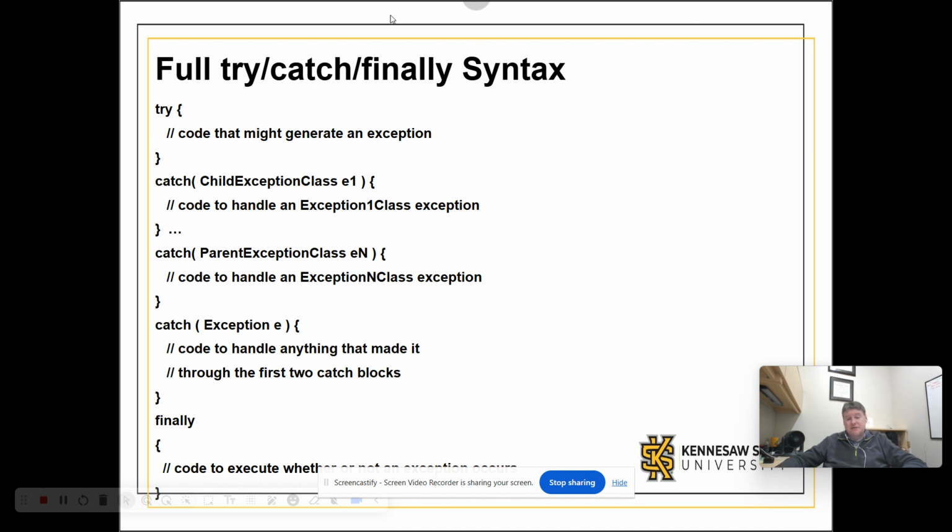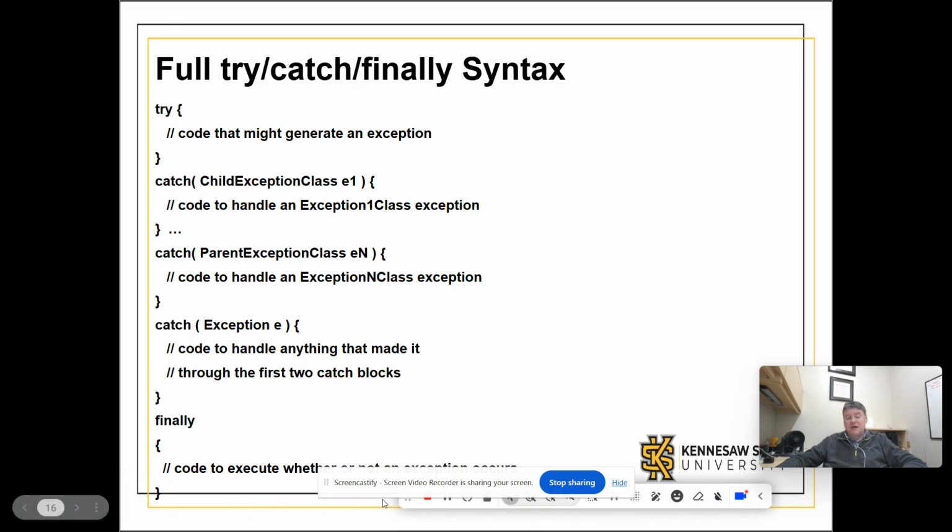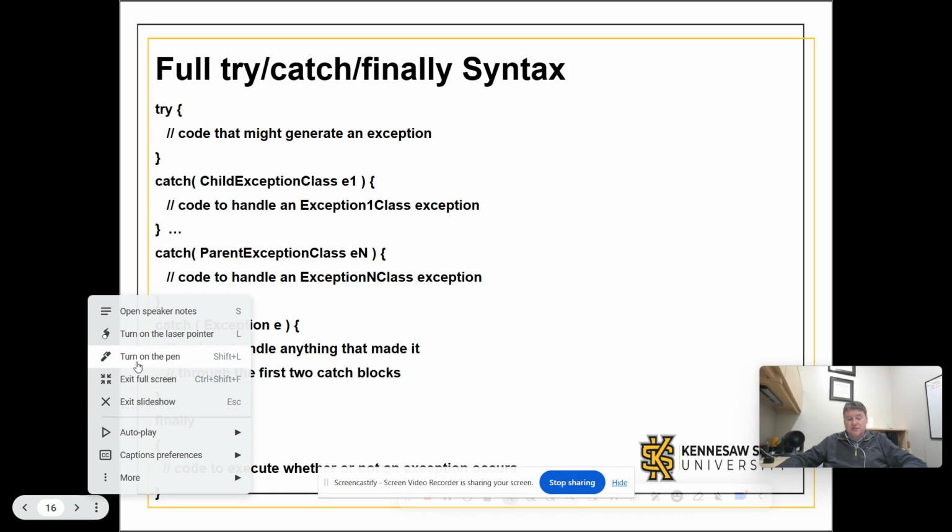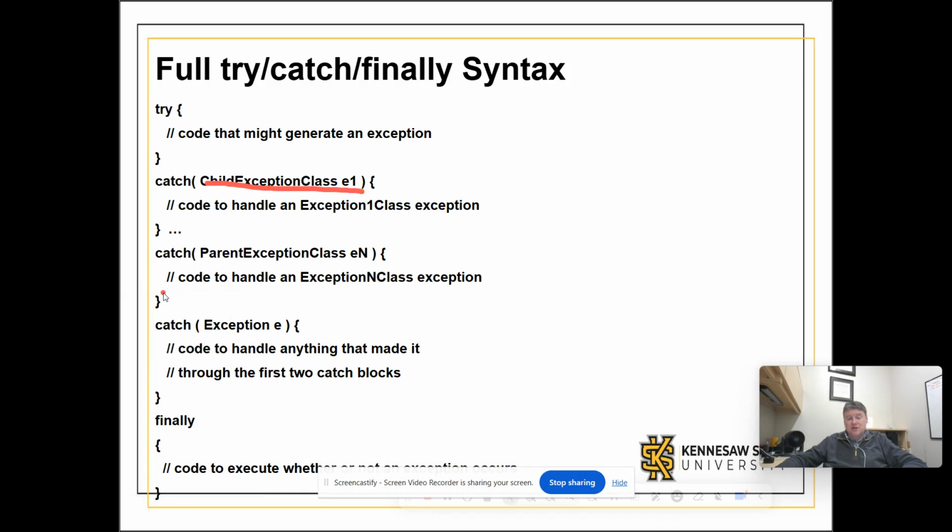So in the end, the full syntax is you can have one try, and then it must be followed by at least one catch, but there can be as many as you want. They have to be in order from the weakest to the strongest, meaning the child all the way through the parent, all the way up to exception. So from child to parent to parent to parent all the way up to exception.